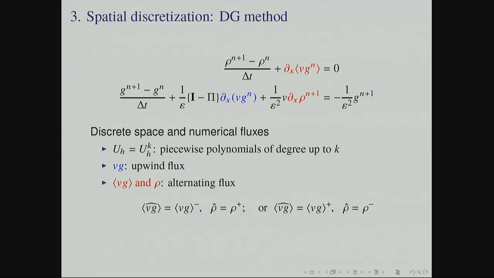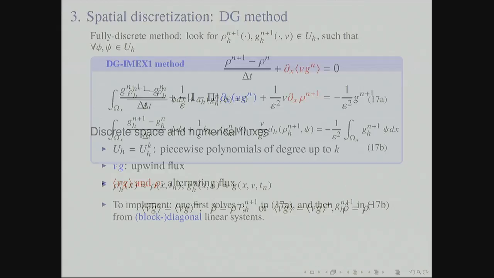So in space, we'll use a DG method. As I said, DG is just to approximate the derivative. For the space, we'll use piecewise polynomials of up to degree k. These terms come from transport. We use an upwind strategy. And these two terms will appear after you let epsilon go to zero, in your final diffusive equation. Then you just need to think about what will work for a diffusive equation. We know alternating flux will work, central flux will work. So here we just include the alternating flux. Namely, if you approximate the flux here from the left, then you approximate this one from the right of the node. You can also use central flux here.